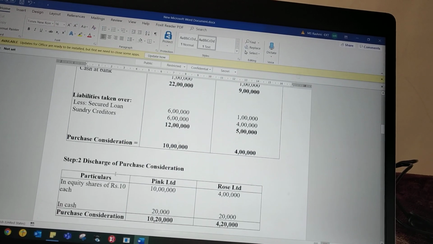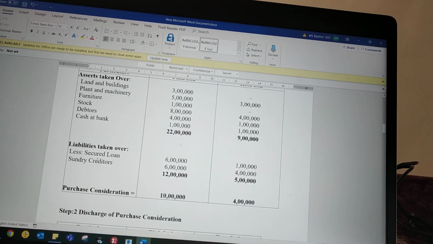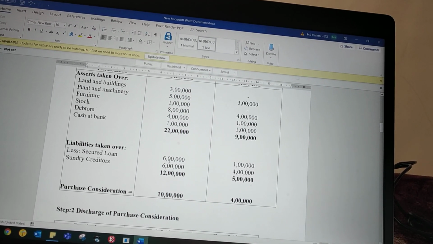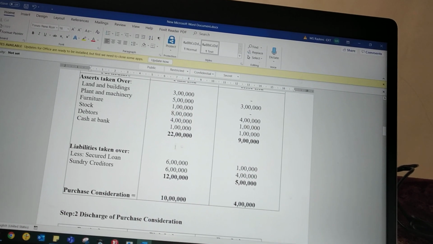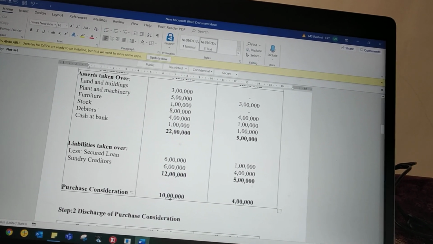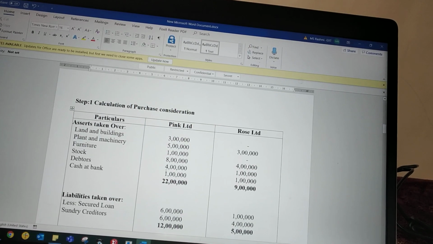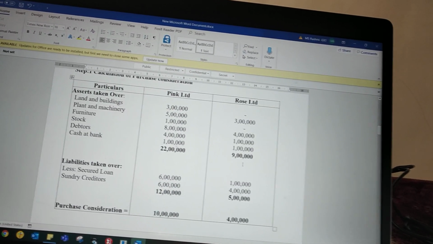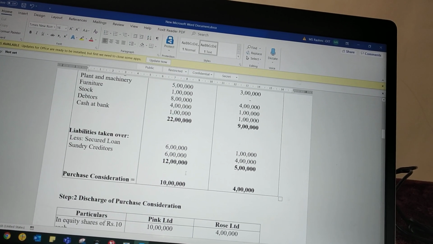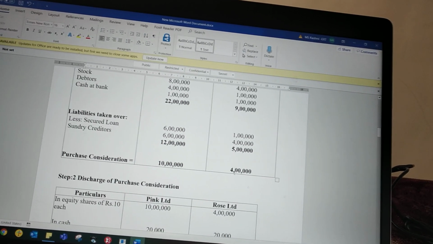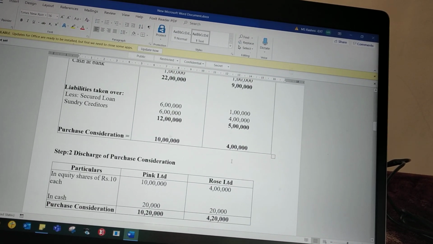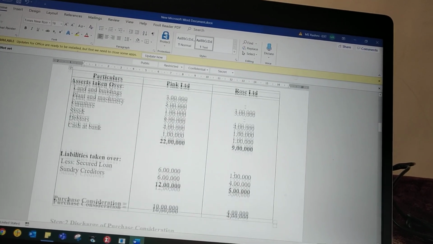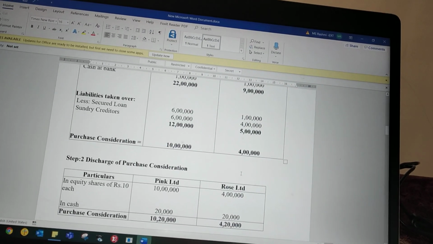Next, total liability, taking the external liability, less secured loan and sundry creditors: 6 lakh plus 6 lakh, 12 lakh. 22 lakh minus 12 lakh, 10 lakh will be the purchase consideration of Pink Limited. The same thing for Rose Limited: 9 lakh, the assets value, less 5 lakh, the external liability. Ultimately we get 4 lakh as the purchase consideration value of Rose Limited.